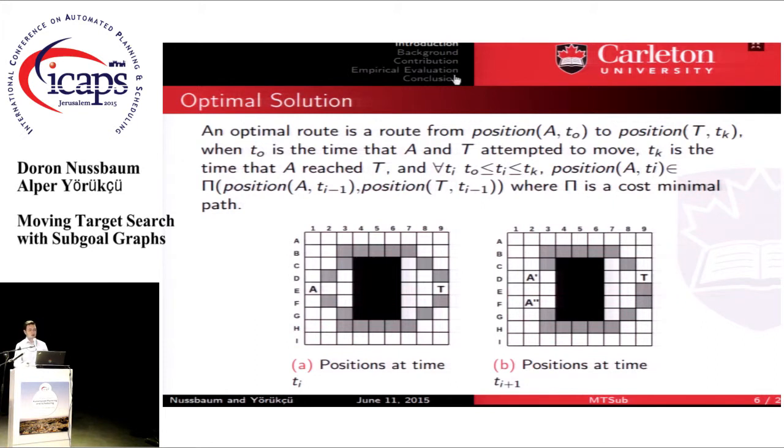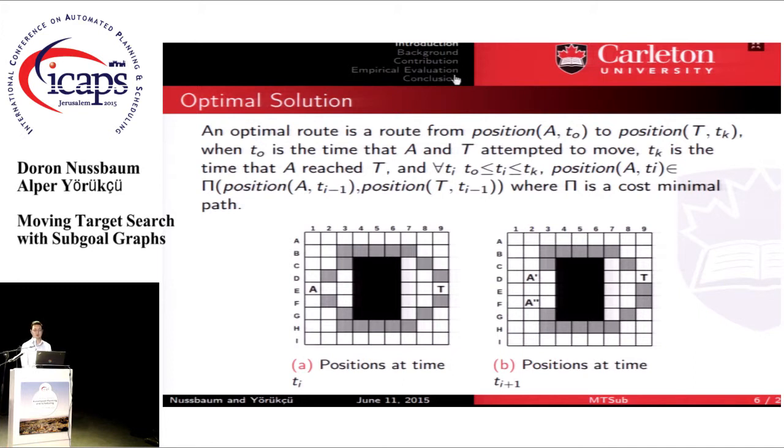And let's talk a bit about the optimal solution, because since we don't know the future movements of the target, an optimal solution is a bit tricky to define. Let's look at the first picture. Here, I depicted the positions of the agent and the target with the letters A and T. In the first picture, the agent has two options. One goes above the obstacle and one goes under the obstacle. And both options are actually cost minimal paths.